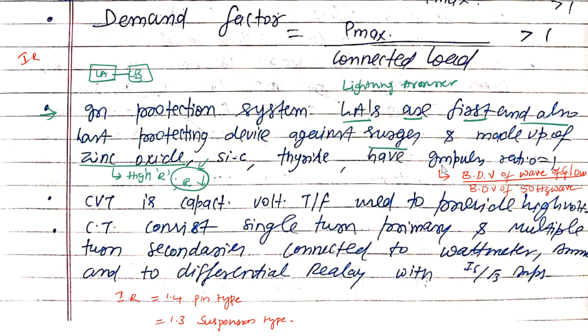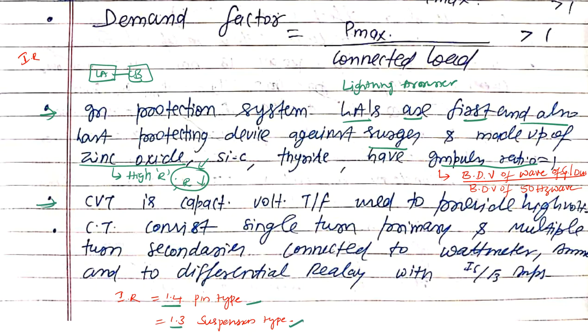What is the impulse ratio? It's also an important formula. Impulse ratio is the breakdown voltage of a wave of specific frequency divided by the breakdown voltage of a 50 hertz wave. This impulse ratio has different values for different insulators. For example, it is 1.4 for a pin type insulator and 1.3 for suspension type insulators.